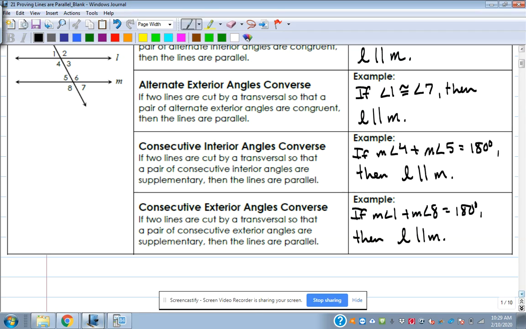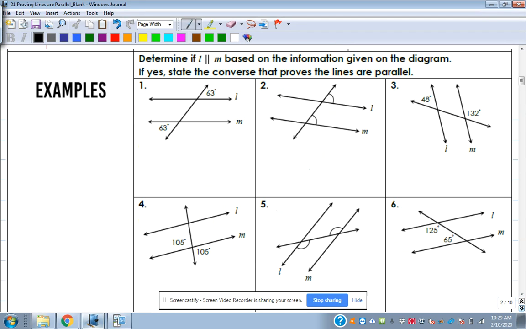All right. Let's do a little bit of work here. We're just going to decide if line L and line M are parallel based on the information that's given in this diagram. If yes, they are parallel.